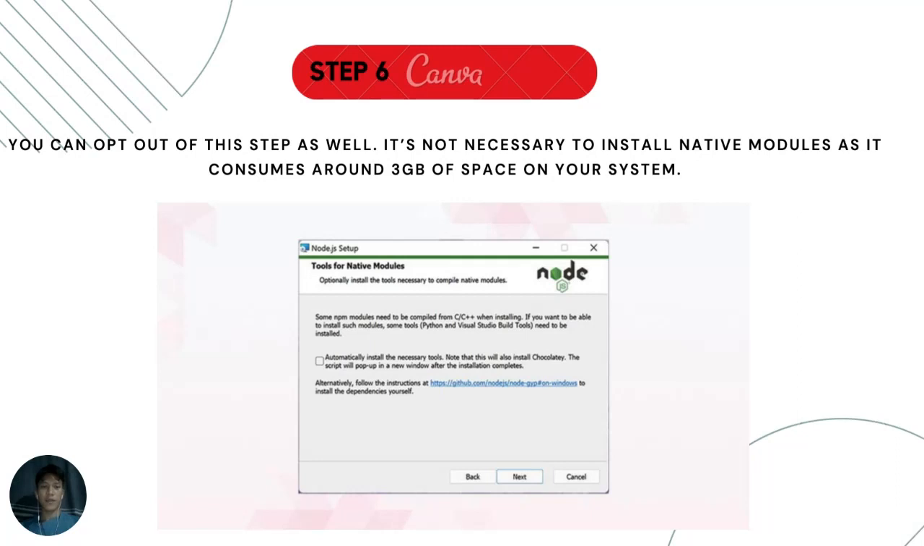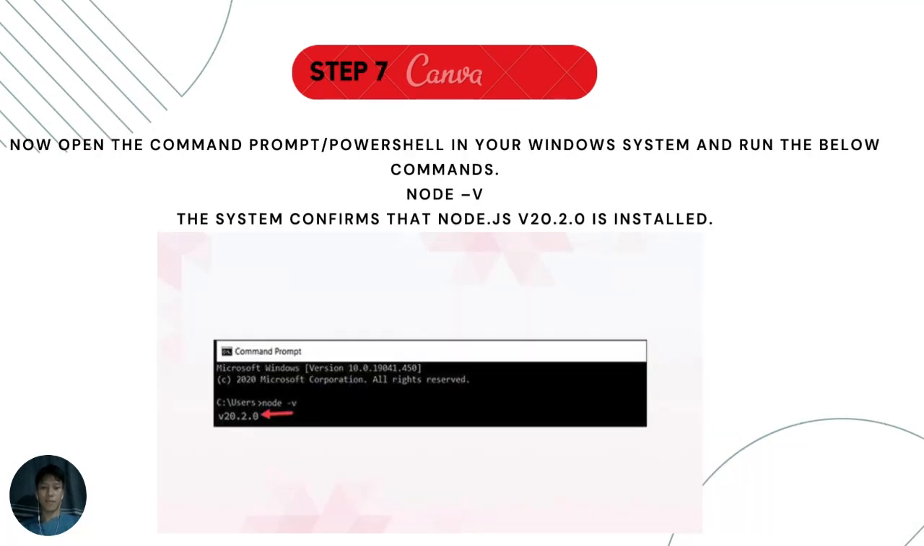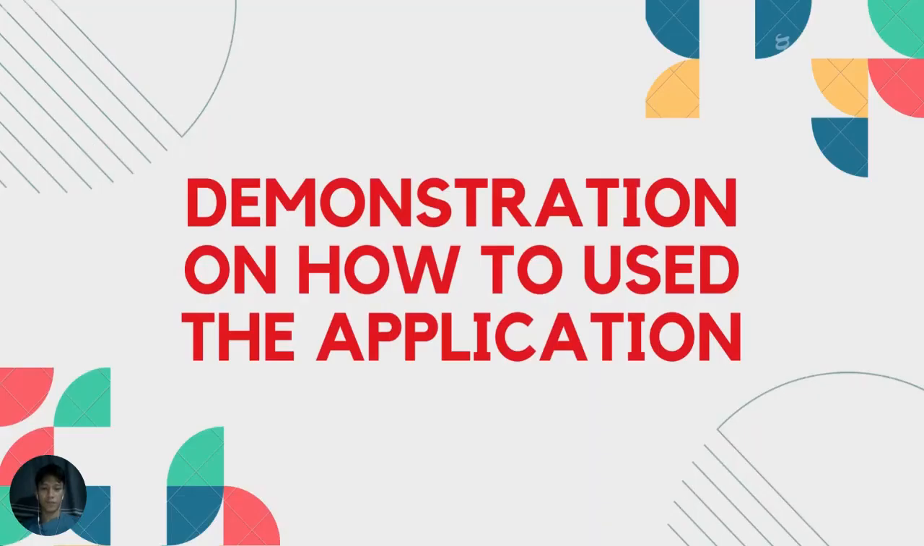Step 4, you can opt out of this step as well. It's not necessary to install native module as it consumes around 3 GB of space on your system. Step 7, now open the command prompt or PowerShell in your Windows system and run the below command: node -v. The system confirms that Node.js version 20 is installed. Demonstration on how to use the application.